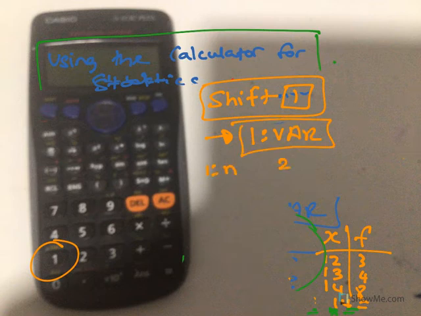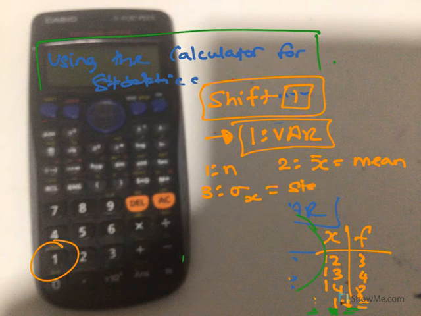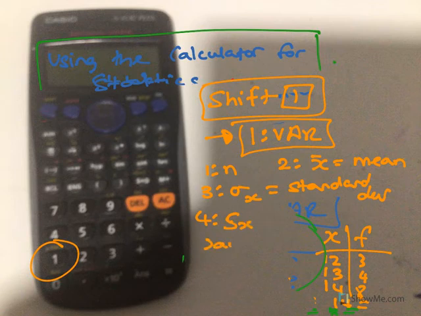what will happen is number 1 will be n, number 2 will look like that. That is actually your mean. So if you press that, you'll get your mean. That there is your standard deviation. That's number 3. And number 4 will be SX, which is your sample standard deviation. So when asked for your mean, you press number 2.